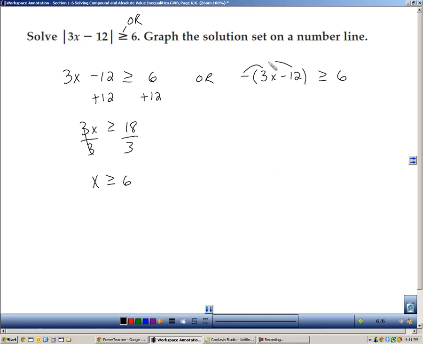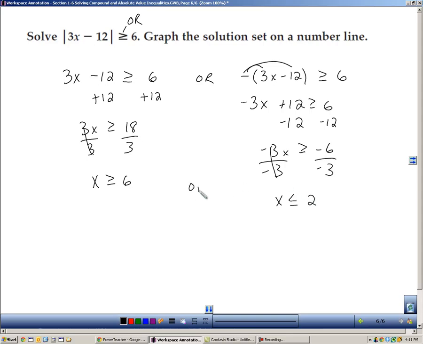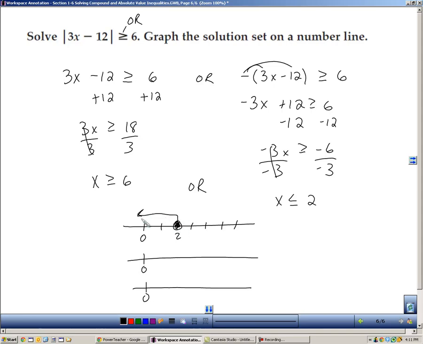In this one, we'll distribute the negative sign. Dividing by a negative, don't forget to switch the symbol. So we're looking for an OR inequality. I can sketch 3 quick graphs. I'm looking for 6 and 2. So less than or equal to 2 looks like this. Greater than or equal to 6 looks like this.